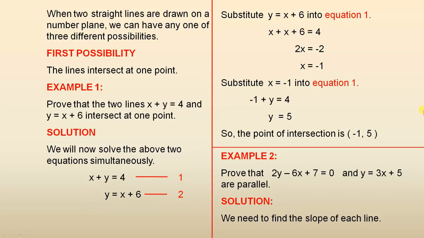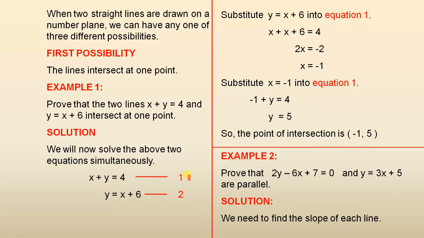When two straight lines are drawn on a number plane, we can have any one of three different possibilities. The first possibility: the lines intersect at one point. Example 1. Prove that the lines x plus y equals 4 and y equals x plus 6 intersect at one point. The solution: we will now solve the above two equations simultaneously.